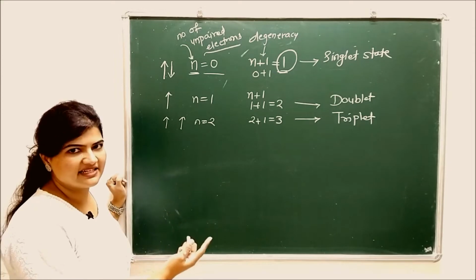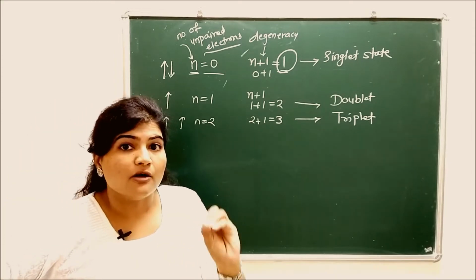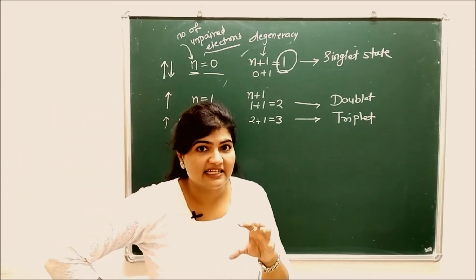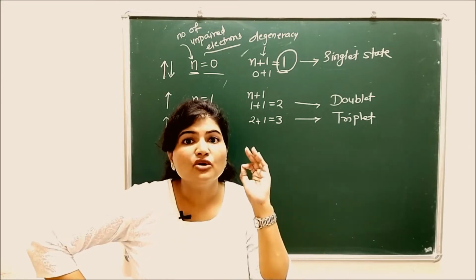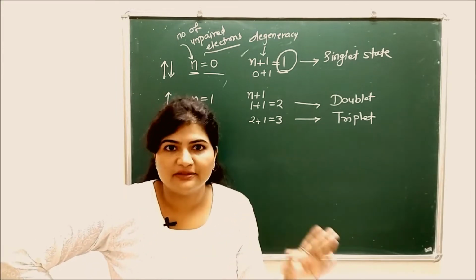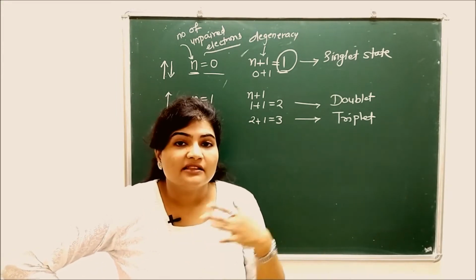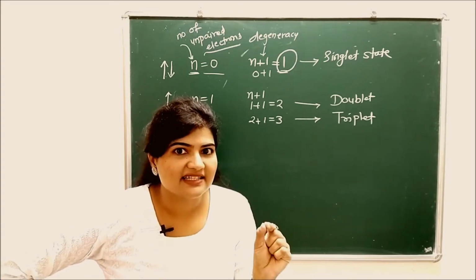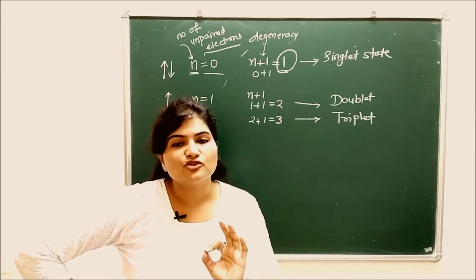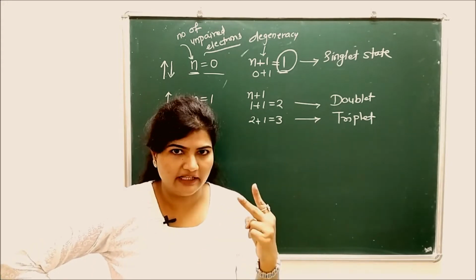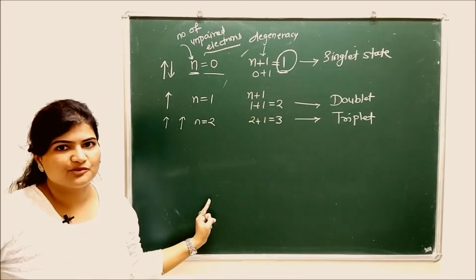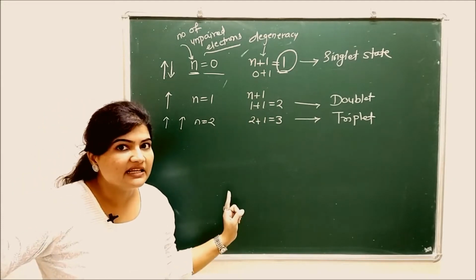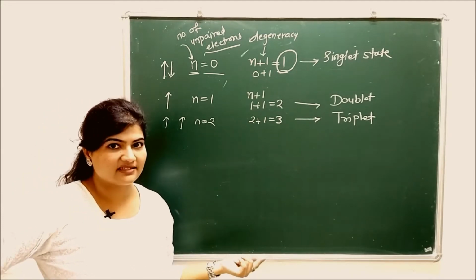Now when I say a molecule is in singlet state, you immediately have to understand that there are no unpaired electrons. If I say the molecule or the particular electrons are in triplet state, then it is understood that there are 2 unpaired electrons. So this first must be clear. Now if this is clear, let's move on to the next discussion.